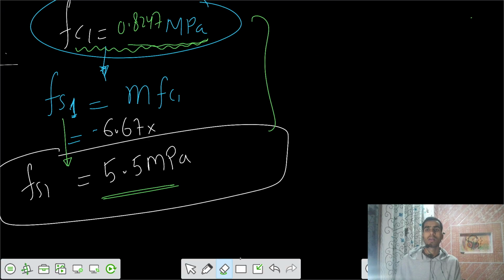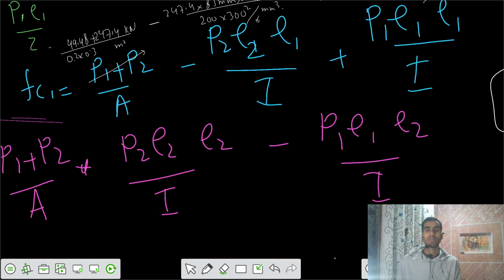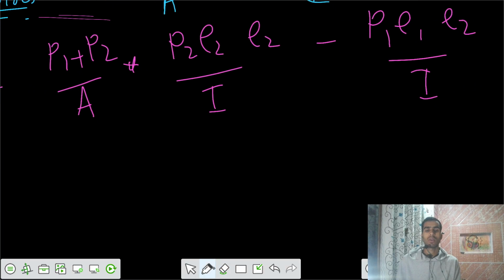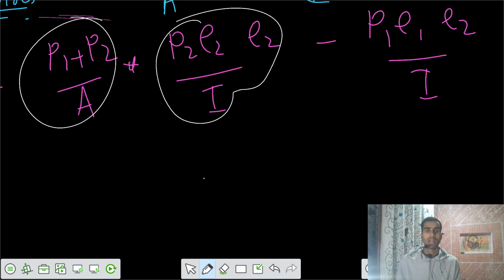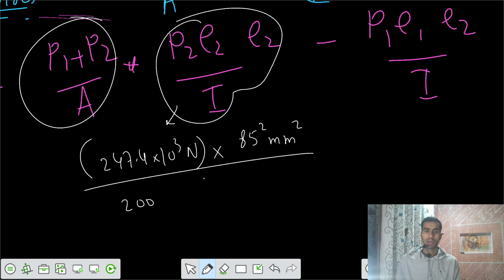Okay, so let's go for the second part. This is the FC2 at the level of E2. Let's solve those values. This part we already have calculated, and this part we have to substitute the values here. What was the value of P2? That was 247.4 times 10 to the power 3 newtons, and eccentricity E2 below the neutral axis was 85 millimeters, squared, divided by section modulus BD square by 6.